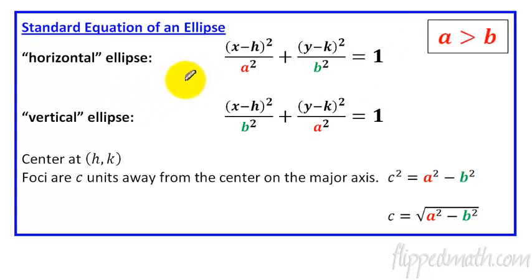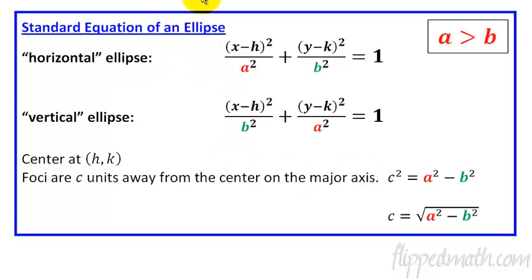Standard equation of an ellipse. First part you need to make sure you get down is this: A is greater than B. Incredibly important. A is greater than B. You got to have that down. So wherever the A is on these, you'll always know that the larger number is going to be your A squared. This looks like a lot. It's not going to be too difficult. You'll see as we get through into the practice.